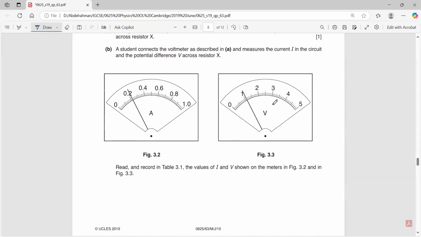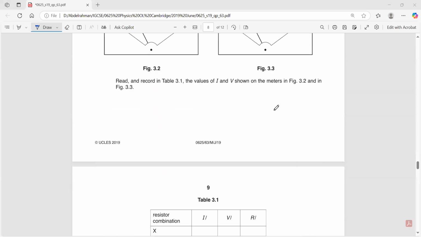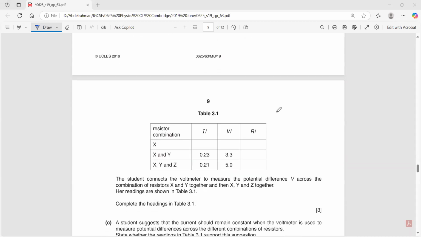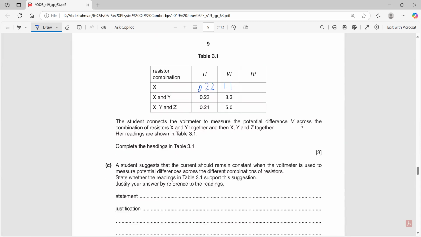Read and record these readings. Can I read these readings? Yes. The current would be 0.22 and the voltage would be 1.1. Can I complete the table headings? Yes, the current in amperes, the voltage in volts, the resistance in ohms.